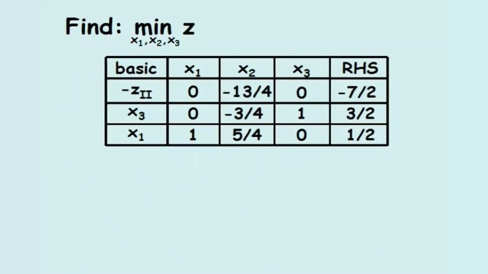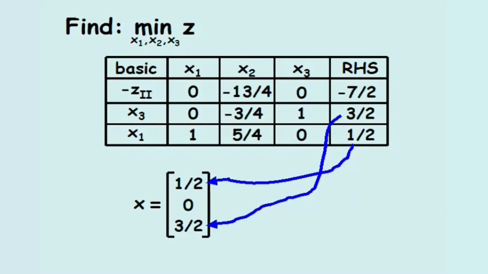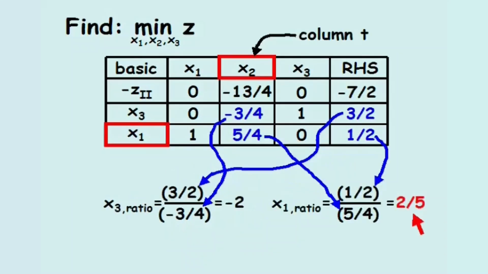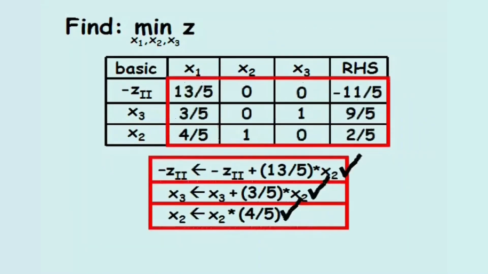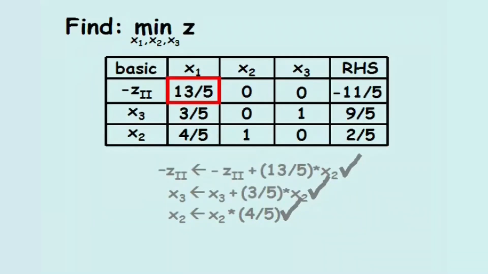Now we begin phase 2, and we begin with an initial feasible solution of x1 equals 1/2, x2 equals 0, and x3 equals 3/2. From pricing out, x2 will enter the basis and replace x1 because row 1 of x1 has the smallest positive ratio bi over ait. We perform one last pivot operation and arrive at a unique optimal solution since the reduced cost coefficients of all non-basic variables are positive.